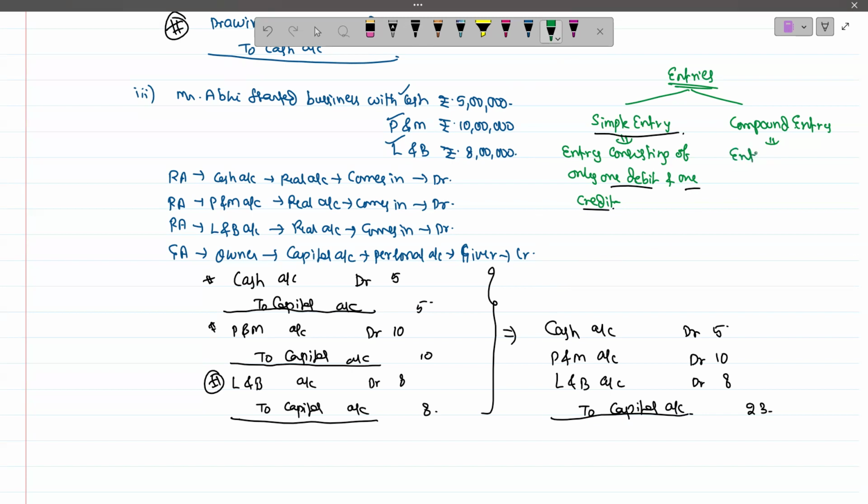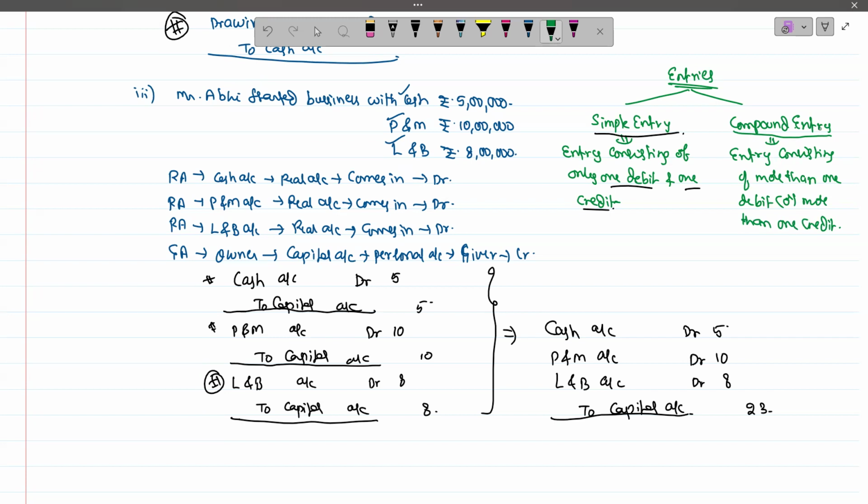So if the entry consists of more than one debit or more than one credit, that entry is called a compound entry. That entry is called what? Compound entry, or you may consider it as a combined entry. You may consider it as what? Combined entry.